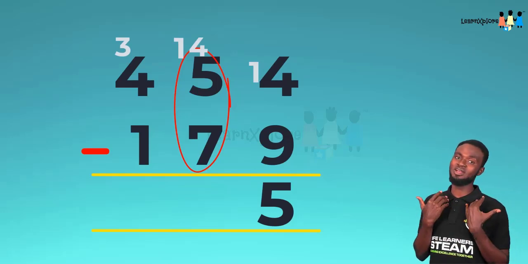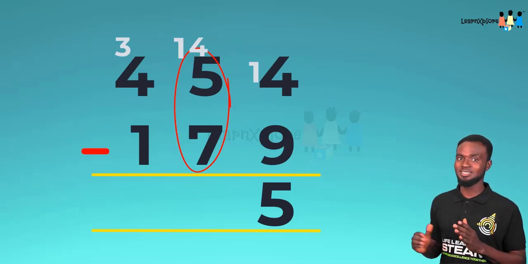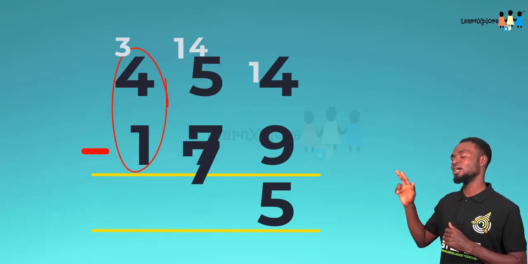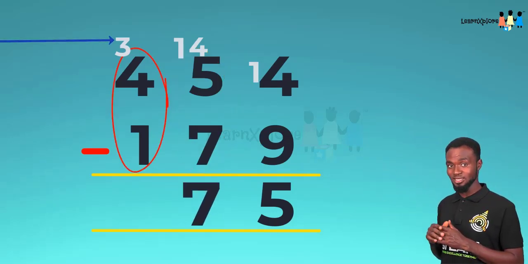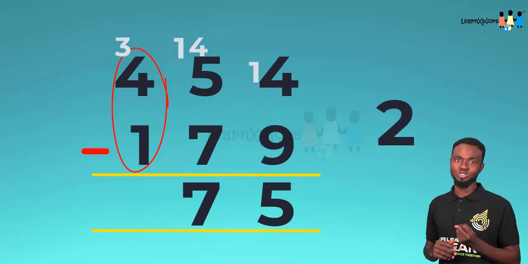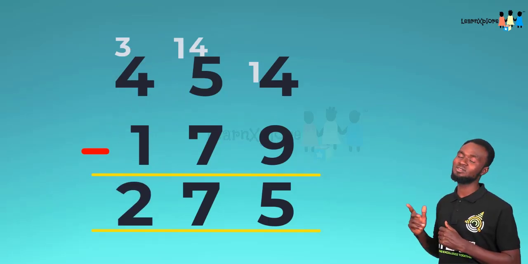Now you can remove 7 from 14, which is 7. Then where you had 4 before is 3. Now 3 minus 1 is 2. So the answer is 275.